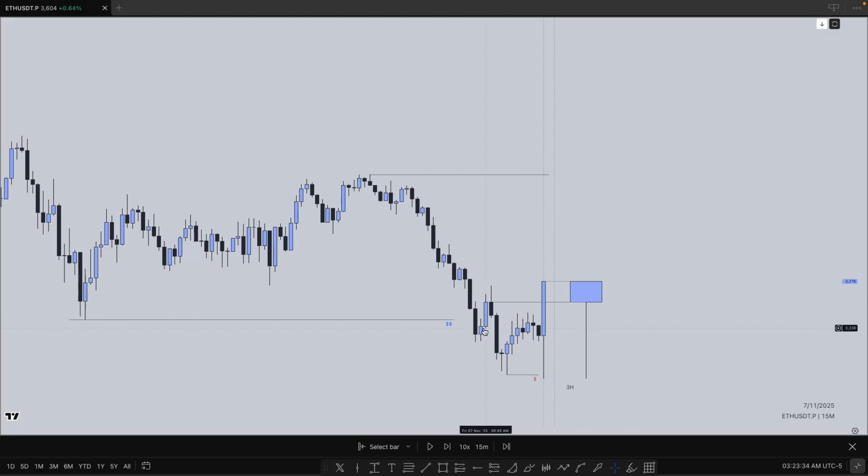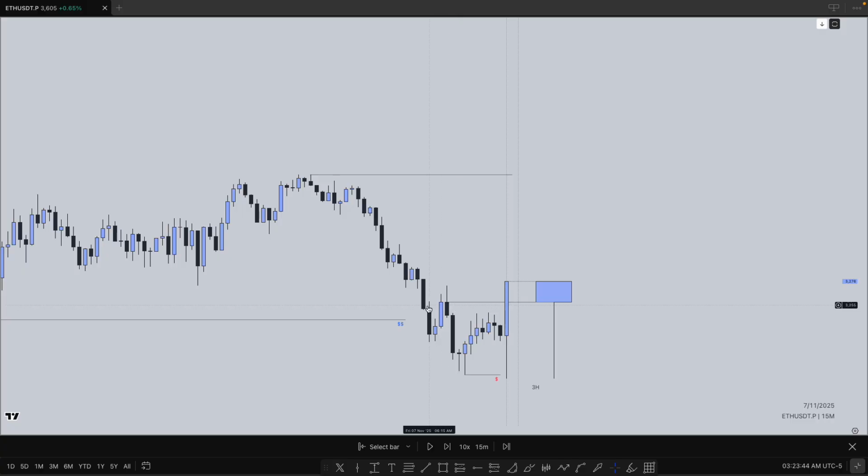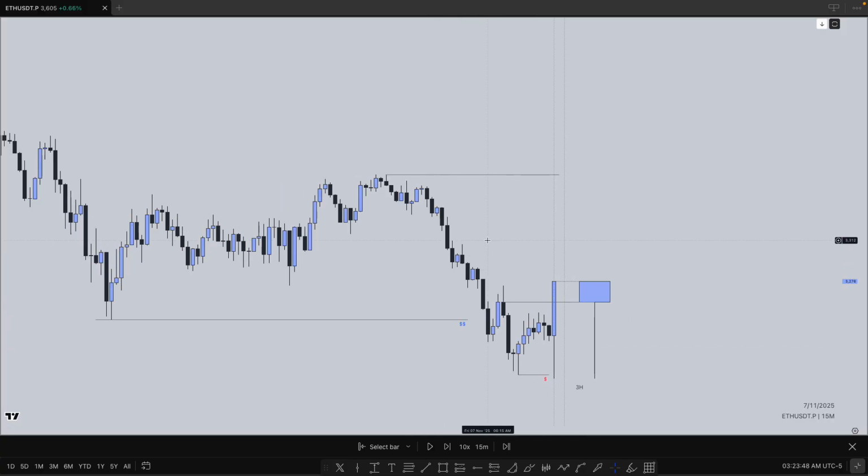But here's the thing. This is a breaker block. Low, high, low, low, break. This is a breaker block. So this is essentially invalidation down here. And price should come back down to this breaker block. So this is the second reason here, is because it's also the opening level of this candle.